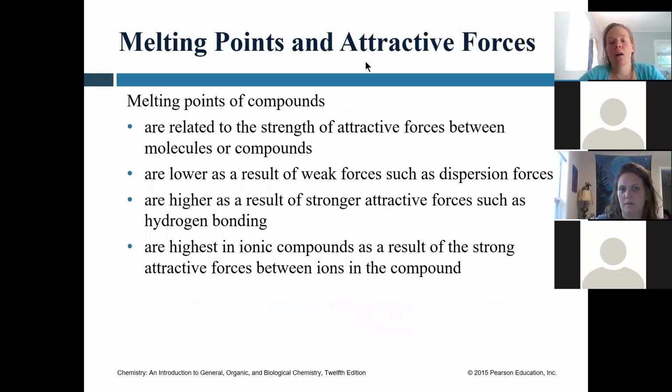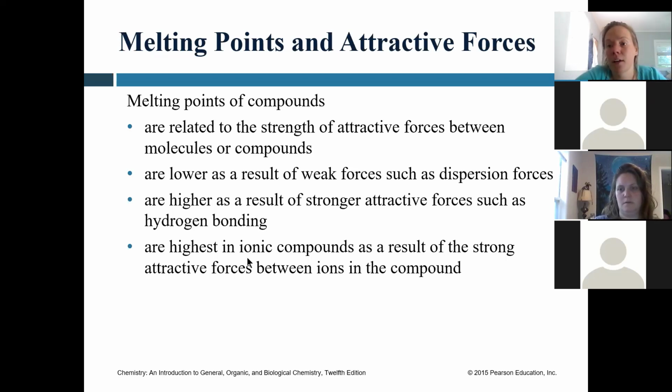So as far as how attractive forces relate to melting points, the melting point of a compound is related to the strength of the attractive forces between molecules or compounds. If you have lower intermolecular forces, you're going to have a lower melting point. Weak forces would be dispersion forces. Stronger attractive forces like hydrogen bonding are going to have a higher temperature. And then the highest thing that you're going to get is an ionic compound.